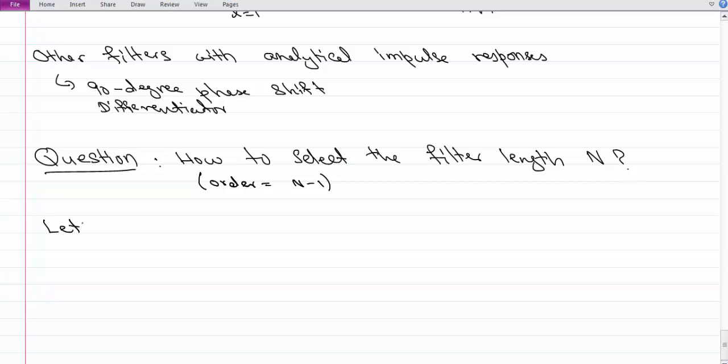So let's look at the windowing operation in frequency domain.